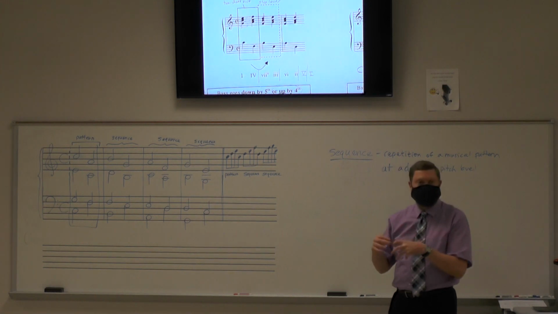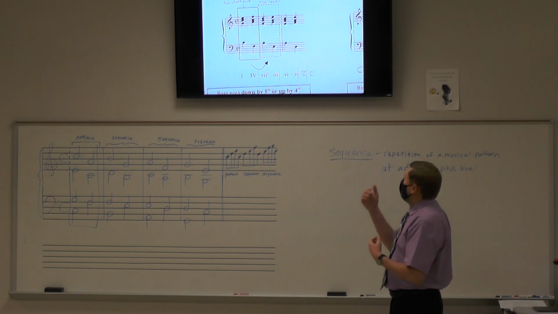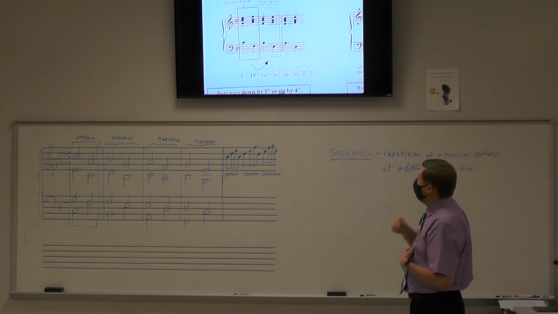The roots fall by fifth. That's another name for a circle progression. So that's exactly what happens in a descending fifth sequence.